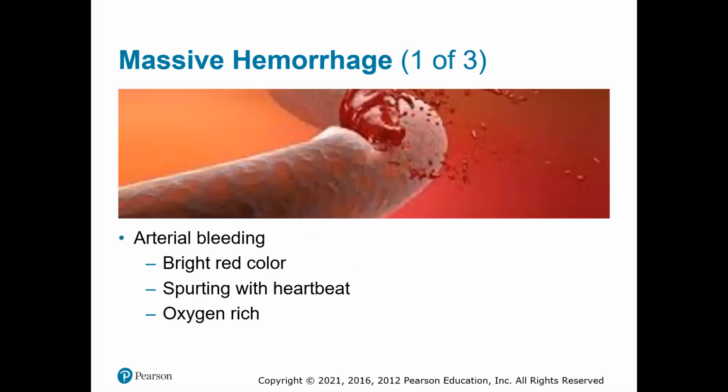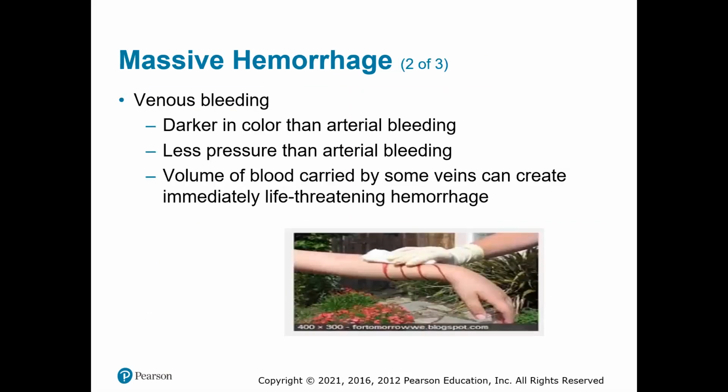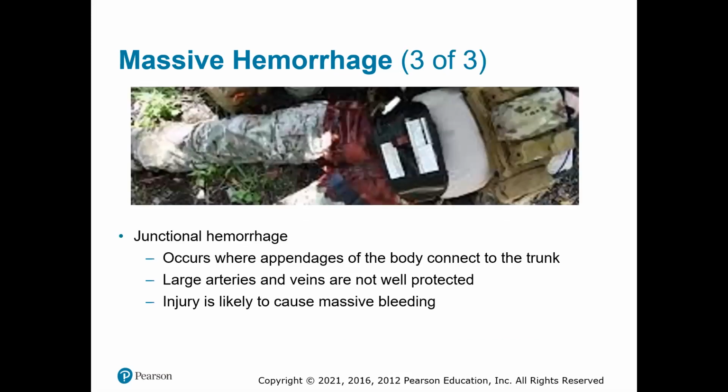So massive hemorrhage, there's your arterial bleed, bright red in color, squirts, oxygen rich. Your venous bleed is darker in color than arterial, and it is not bleeding with that kind of force, but we do have some large veins that if they are severed, they can create life threat bleeds. All right, so just don't discount venous bleeding just because of that. Look at how much blood volume is lost and make a determination from there and get that bleed stopped.